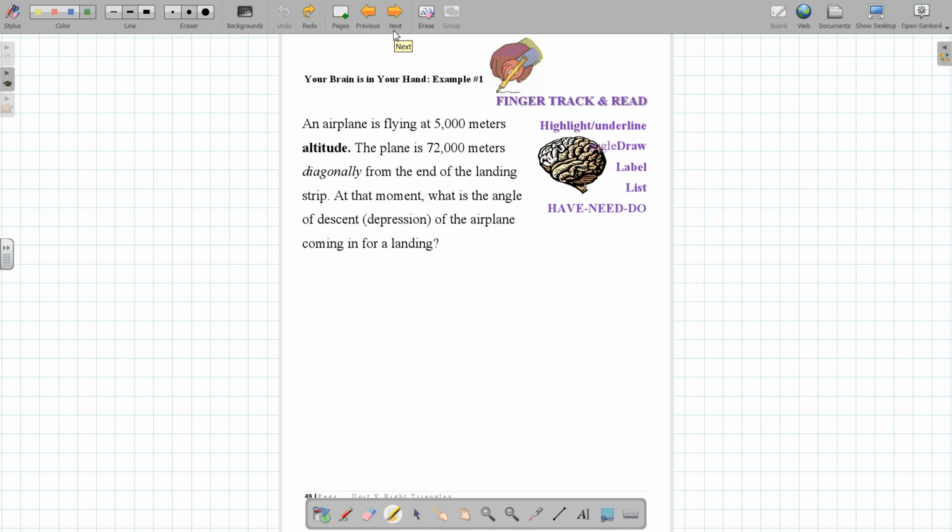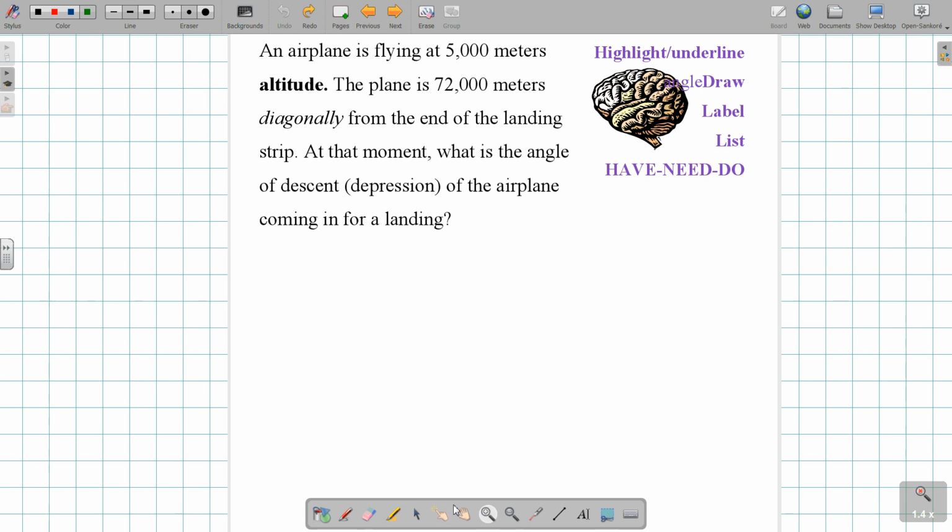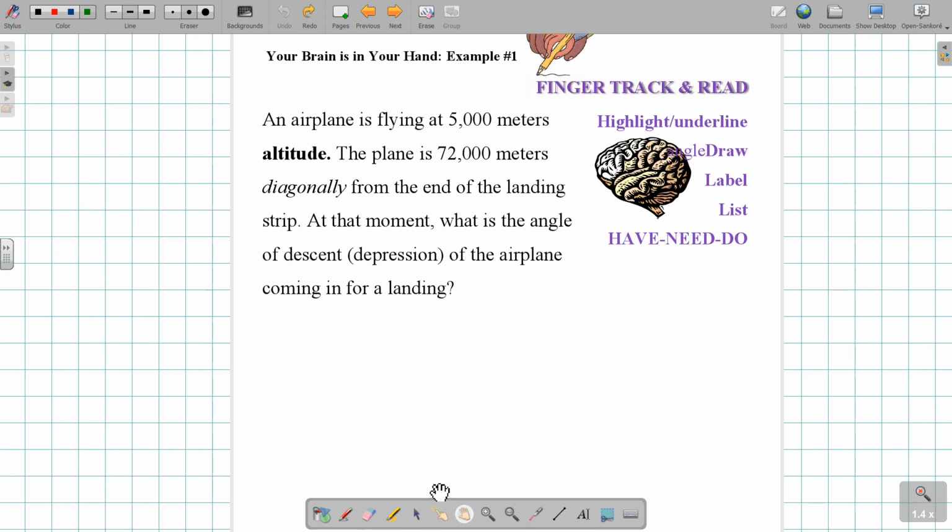Okay. Step 1. You're going to read with your finger on the paper. So you notice the little finger there? I want you to physically put your finger on the paper as well. Ready? Read out loud with me. An airplane is flying at 5,000 meters altitude. The plane is 72,000 meters diagonally from the end of the landing strip. At that moment, what is the angle of descent or depression of the airplane coming in for a landing?